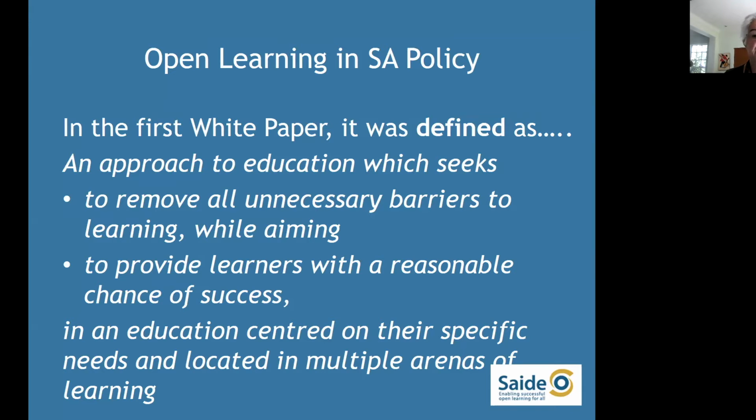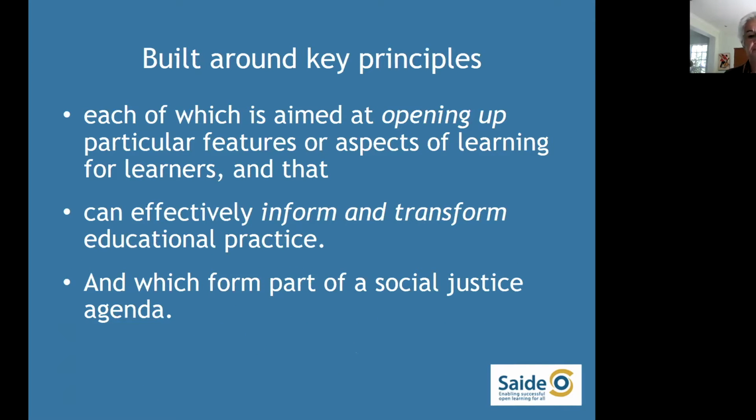It was defined in this white paper as an approach to education which seeks to remove all unnecessary barriers to learning while aiming to provide learners with a reasonable chance of success. And it goes on to talk about an education centered on their specific needs and located in multiple arenas of learning. It's built around key principles. Those principles aim at opening up particular features or aspects of learners, hoping to inform and transform educational practice, and all forming part of a social justice agenda.